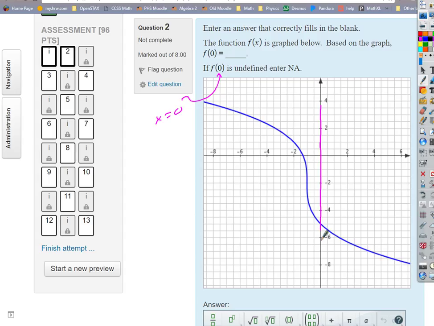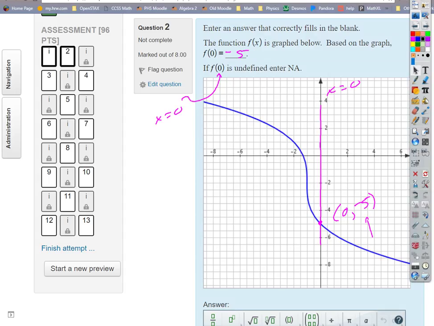So we're just going to take the vertical line, x equals 0, and intersect it with the function to get (0, -5). So what's the answer? Negative 5. Okay, everybody see that? Yes. Okay, no big deal.